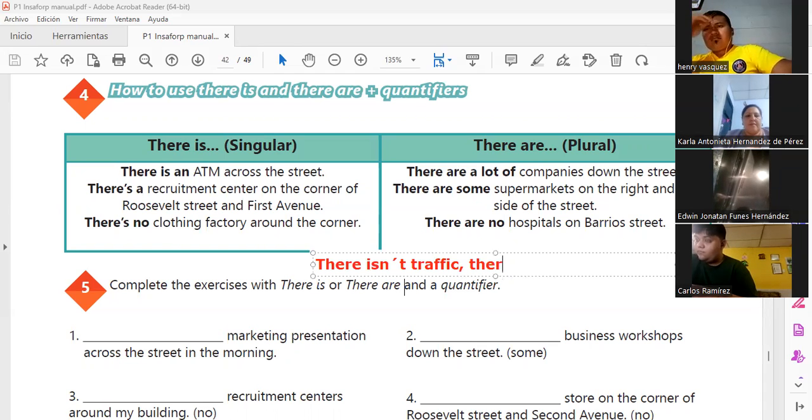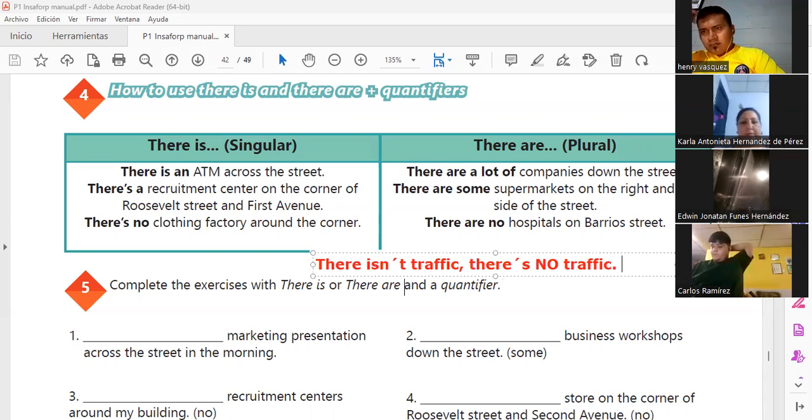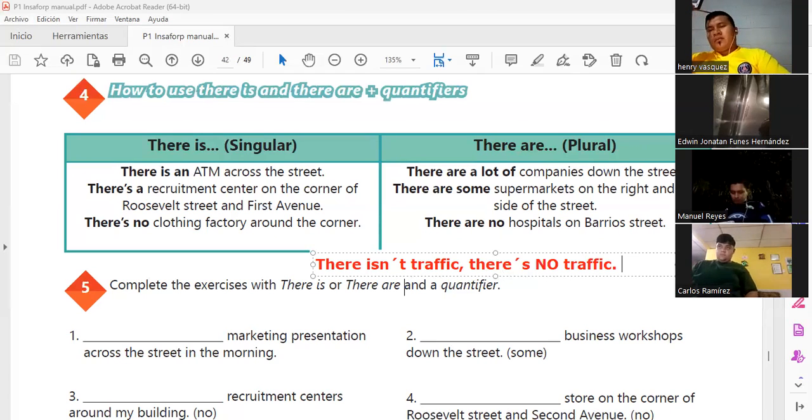There are not. There. There's no traffic. Good. There's no traffic. So you have both options. There isn't traffic. There's no traffic. All right. So both are good.